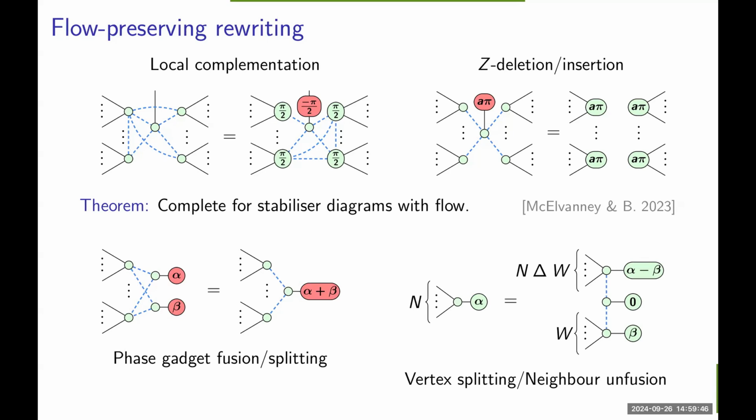We've also got a number of other rules that people have come up with that allow us to also handle measurements that have these continuously varying phase angles, the planar measurements. But the question of a complete set of flow-preserving rules, for the general case, is something that we're still working on.